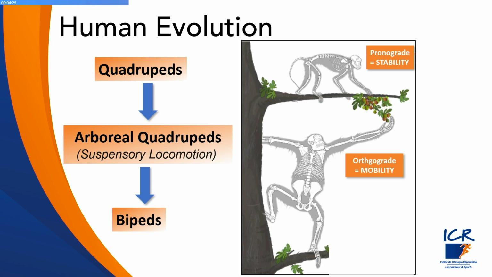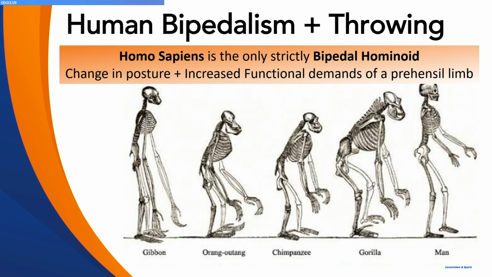I don't start with the fishes and the reptiles, I start with the monkeys, okay? Monkeys were quadrupeds initially, then they were arboreal quadrupeds using suspensory locomotion, and then there were bipeds. The point is that the quadruped needs a shoulder which is stable, while the biped monkeys need a shoulder which is mobile to harvest the fruits in the trees, etc. And this is how it goes.